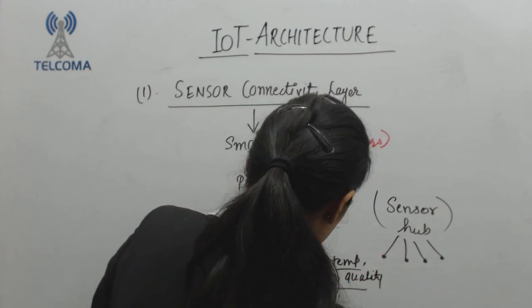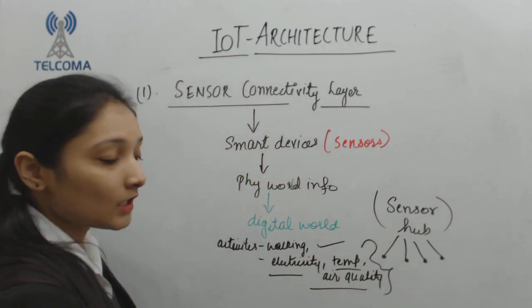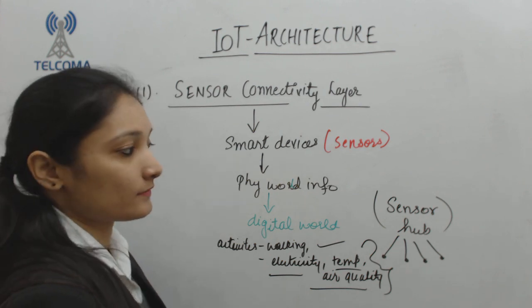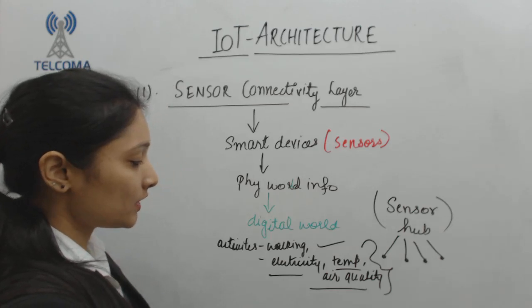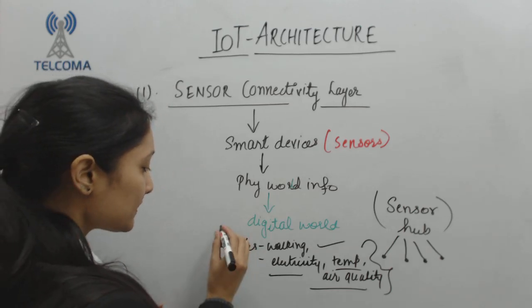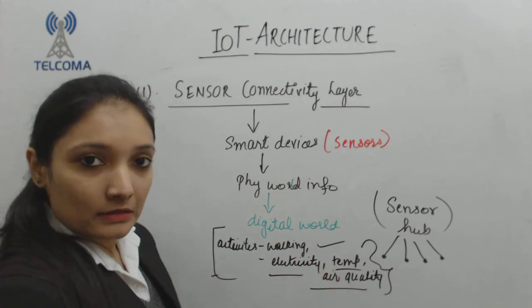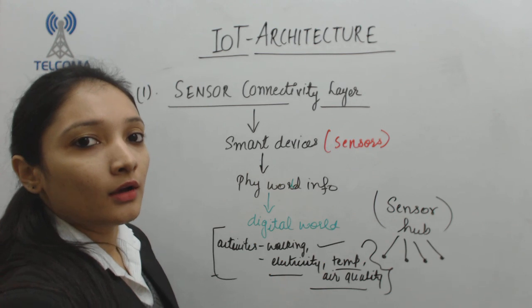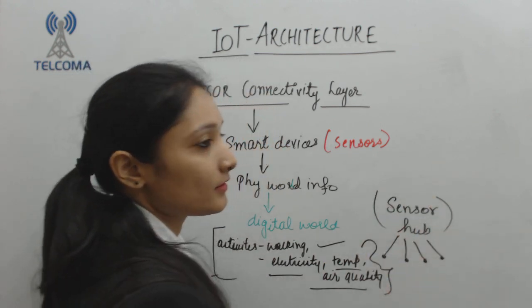So different sensors taking different kinds of measurements from the physical world and then transferring it to the other layer. That means the analytics layer of your IoT architecture. So we can say that the compactness of these devices has led to a reduction in the size of the embedded devices which we are going to use.